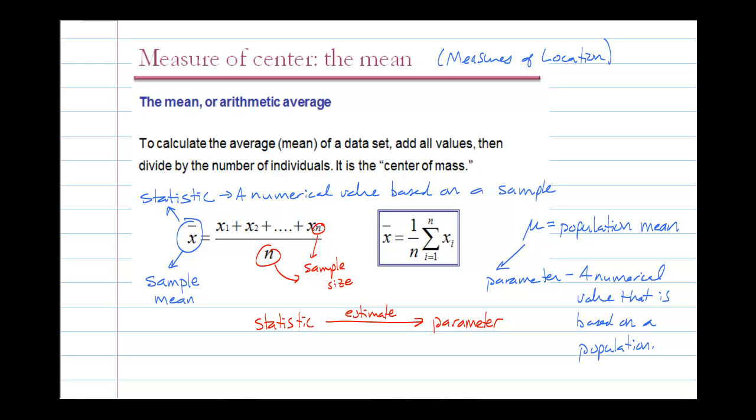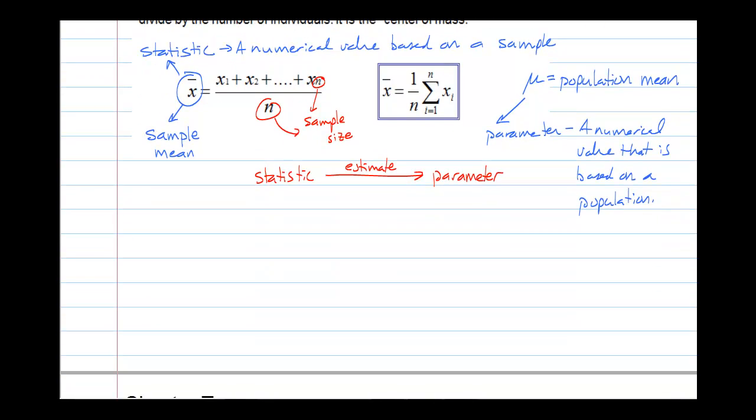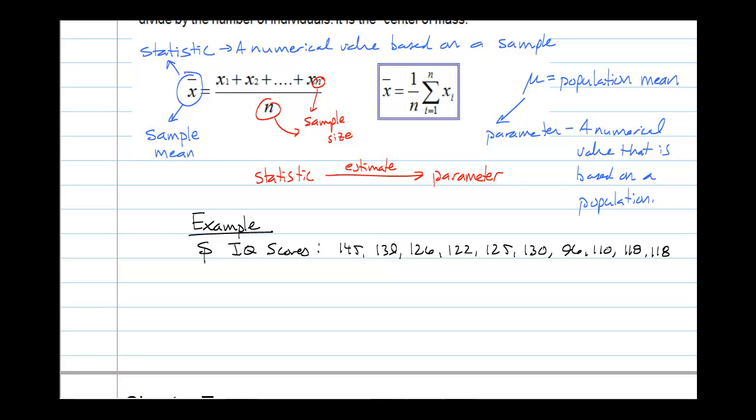Let's go ahead and look at an example of how you can calculate the mean or the arithmetic average of a data set. So for this example, we are going to be looking at IQ scores. So suppose we have IQ scores that we're going to be looking at, and the IQ scores are 145, 139, etc. After we have these recorded, first of all, I would note that we have n equal, let's go ahead and count these, 1, 2, 3, 4, 5, 10. We have n equal 10. 10 is our sample size.